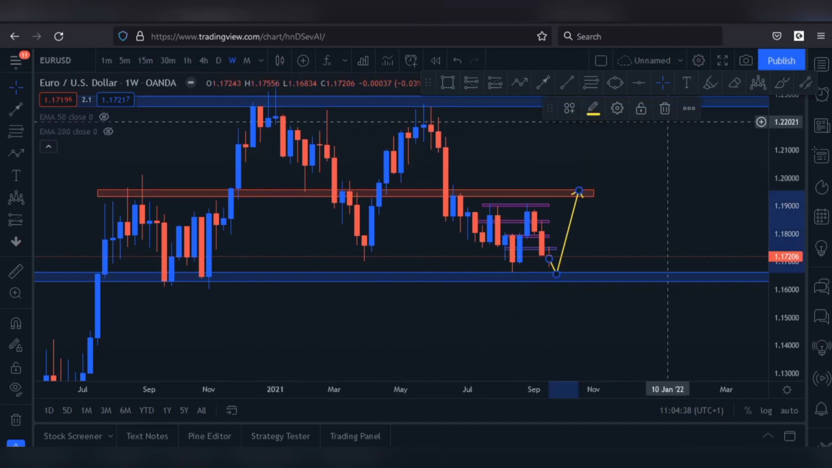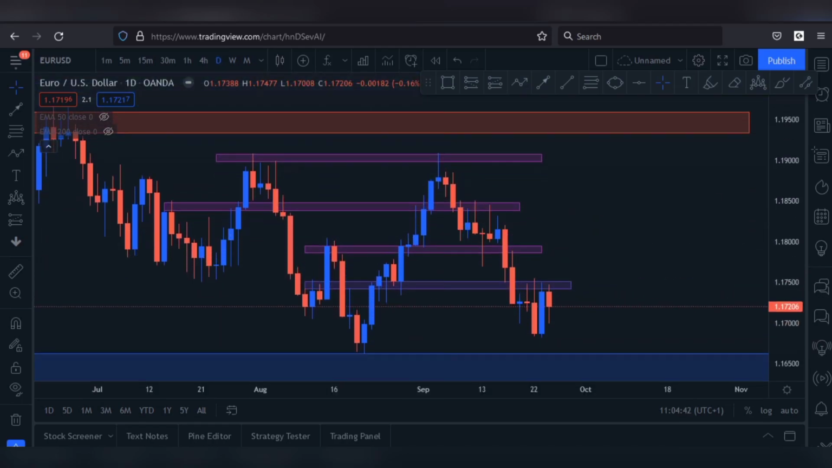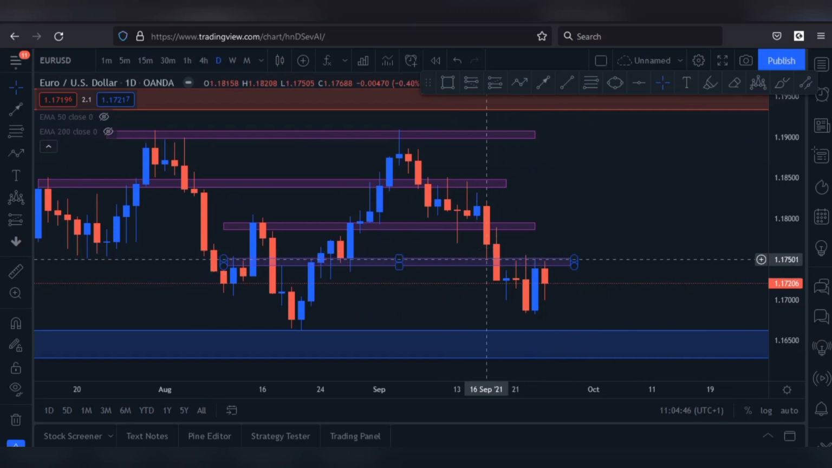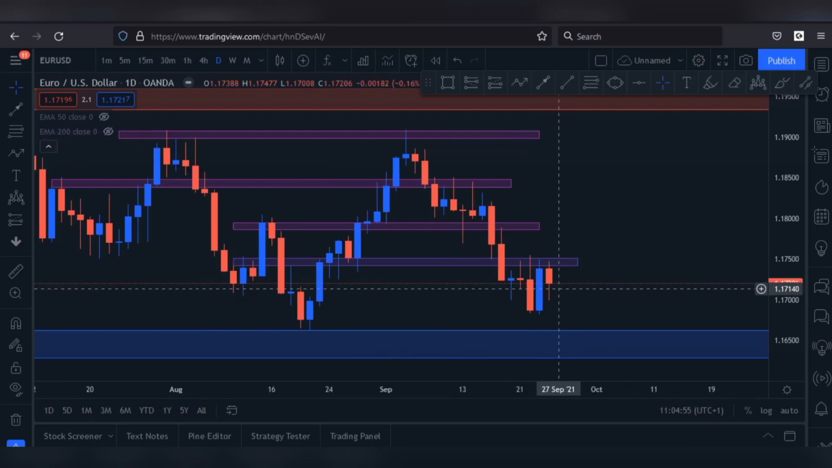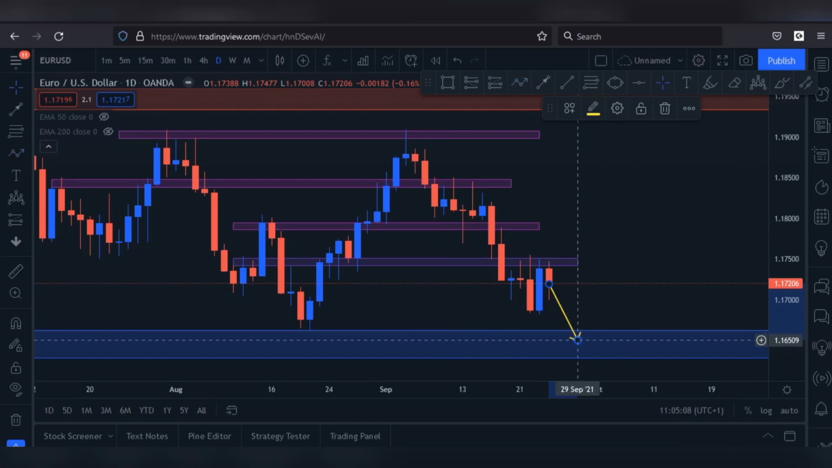If we look at the daily time frame, we can see that price broke this level here, came down and tested it, and now has formed this candle. So what I'll be expecting for Euro USD is a continuation down into this area, into this weekly support level, and a quick bounce to the top.